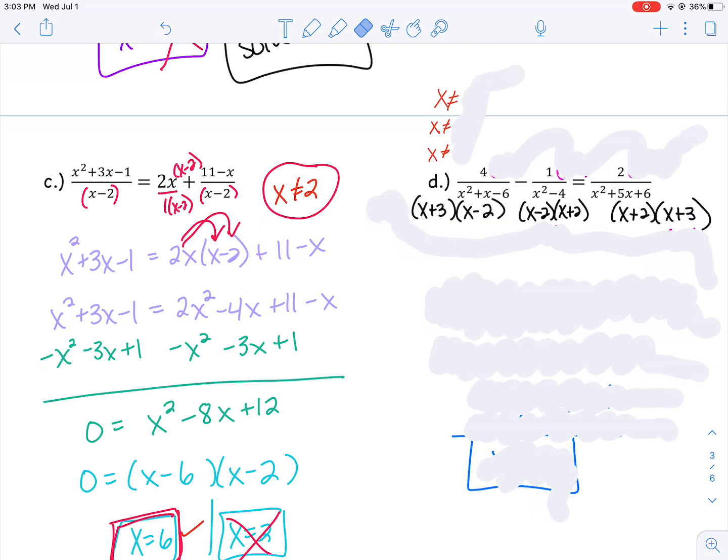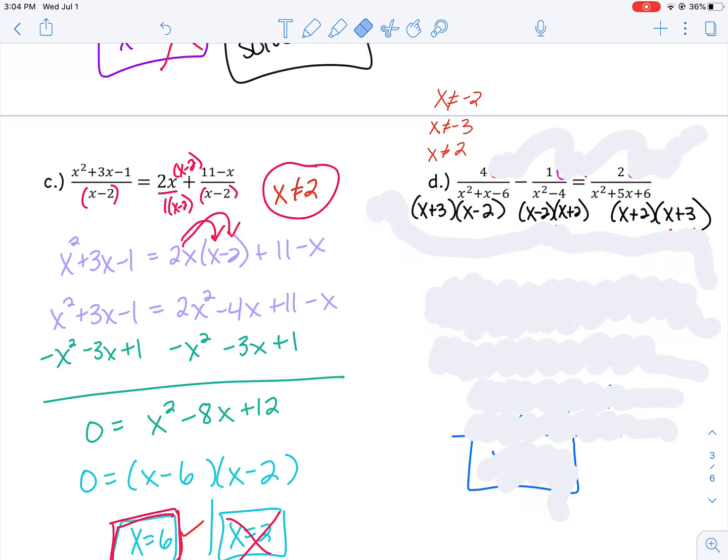You should end up getting x plus 3 and x minus 2 for the first denominator, x minus 2 and x plus 2 in the second denominator, and x plus 2 and x plus 3 in the last denominator. If I set all of those factors equal to 0, then I have a few domain restrictions, right? x can be anything except negative 2, negative 3, and positive 2. So keep those 3 numbers in mind.